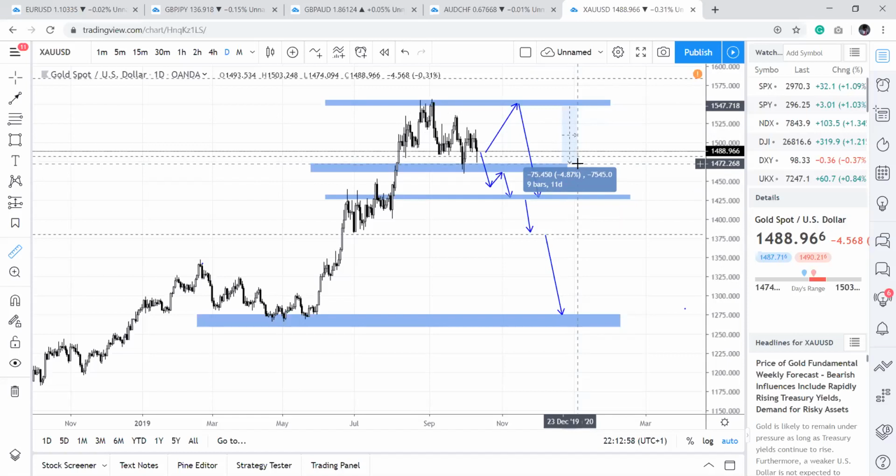$75,000 or more. Even if I use 0.1, that would be $7,000. Even if you use 0.01, the lowest, you will have $754.